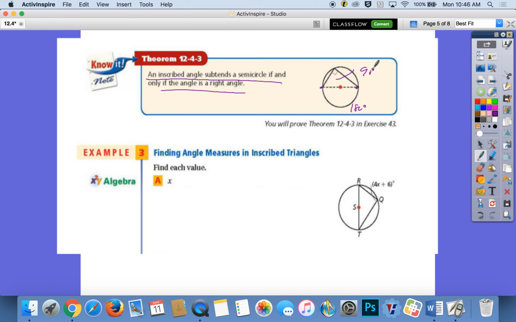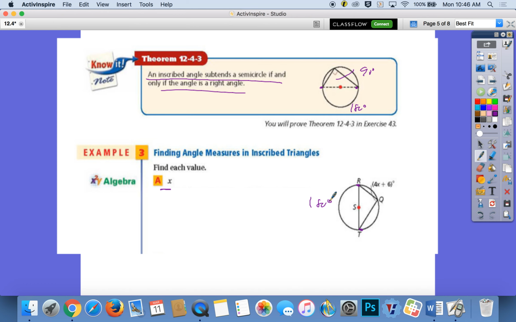Now this is something that you're going to have to use and kind of unpeel those layers in some of these problems. So here we want to find each value. We want to find x. Notice what the question is asking us. This is telling us this is the diameter. Some of you guys had questions about that. You know it's the diameter because it goes through the center, so you can go ahead and assume that.